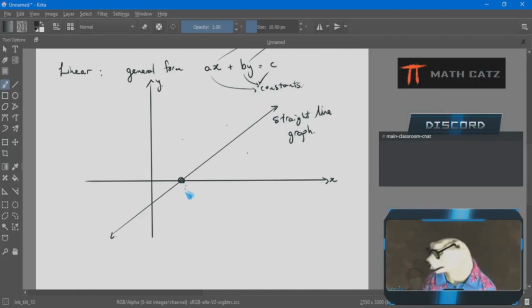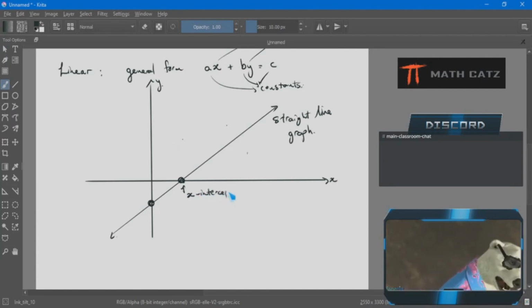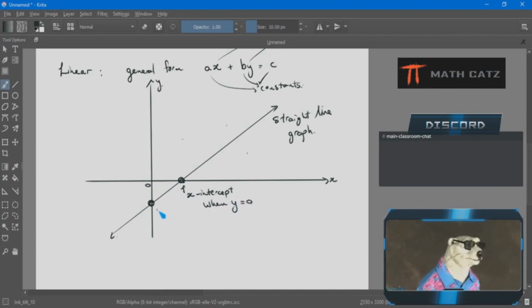We have two important points. The x-intercept, where the straight line graph intersects the x-axis, is when the corresponding y-coordinate is 0, and we have our y-intercept, and that is when the x-coordinate of the point is 0. So if we have a specific example, we can find the x- and y-intercepts.